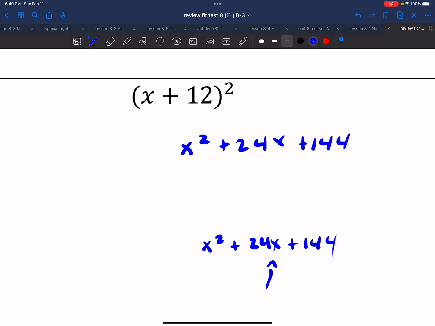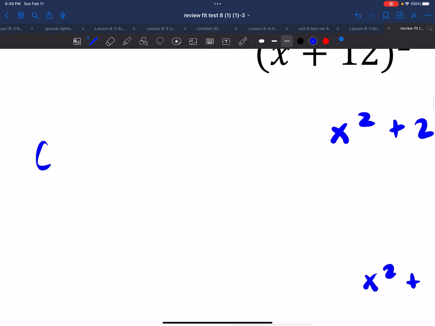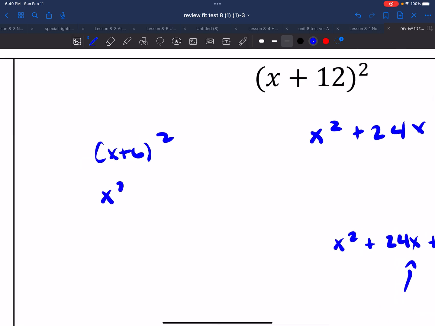Okay? That's the trick. If you have something like x plus 6, the quantity squared, well, you know for sure that you're going to have an x squared as your answer. Then you're going to do 6 plus 6, and then slap on the x. So 6 plus 6 is 12, and then you slap on the x. And then you do 6 times 6, that's 36. So there you go. X squared plus 12x plus 36 is your answer.